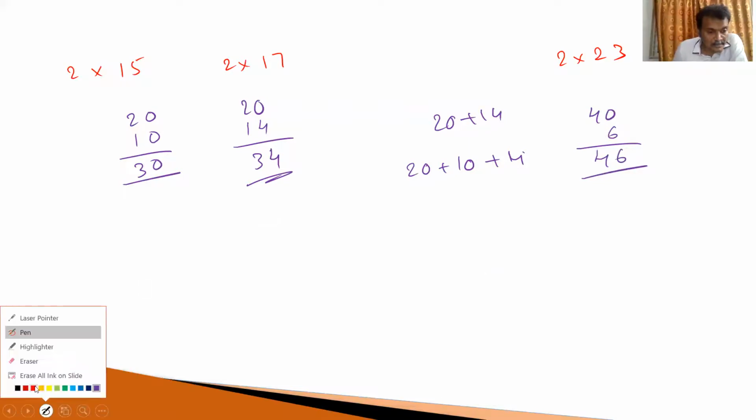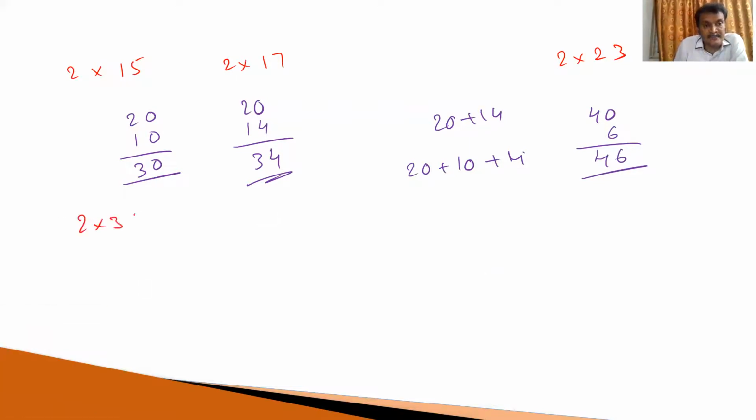Okay. Suppose 2 into 36. First 2 3 times? 6. 2 30 times? 60. Keep in your mind. 2 6 times? 12. So 60 plus 12? 72. So 2 into 36, that equals 72.